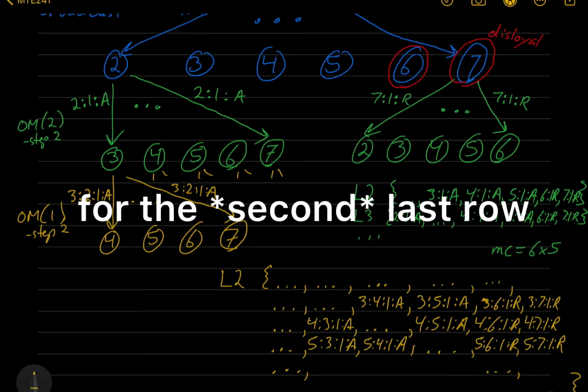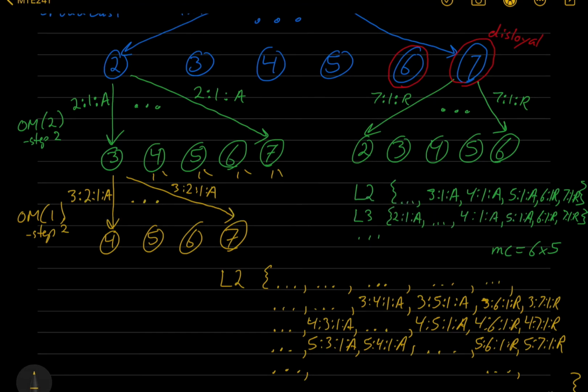Lieutenant 6 is disloyal, and for this scenario I'm going to say that it's always reporting to retreat, despite whatever it heard from the other lieutenant. So 6 will say that it heard from 3, from 1 to retreat. 6, 4, 1, retreat. 6, 5, 1, retreat, nothing from itself, and 6, 7, 1, retreat.